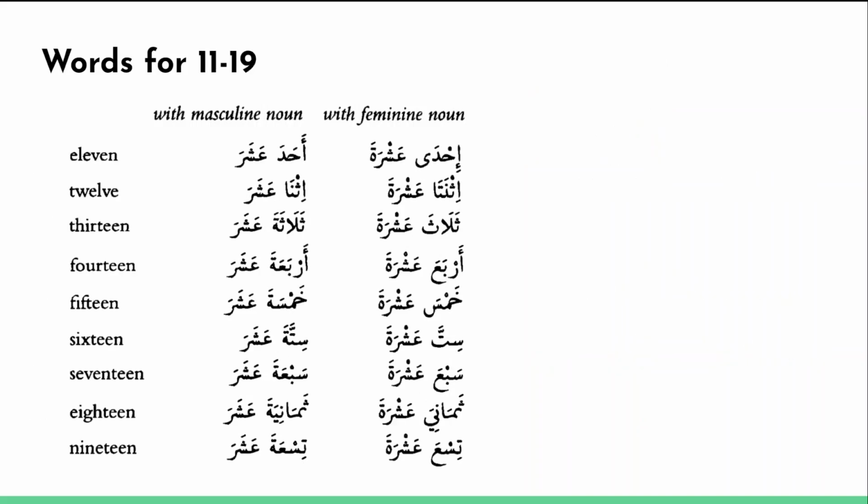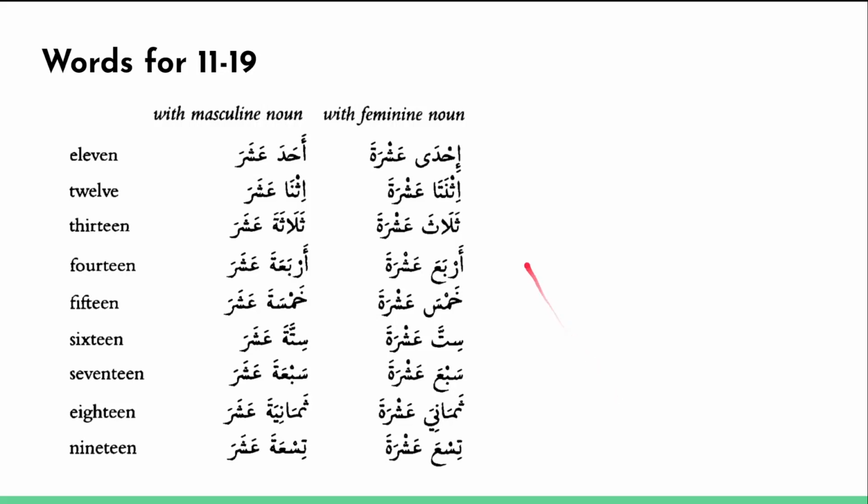Alright, now let's change gears again. Now we're going to the words from 11 through 19. I won't read all of these words. You can read them yourself. They're basically just the word for 3 through 9, from 1 through 9, followed by the word ashra or ashara or ashrata.